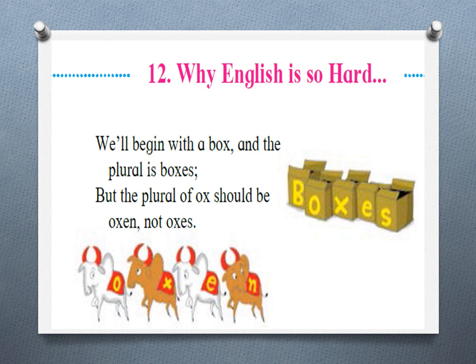So, the first rule says, let's see the example of box and boxes. In this, it is said that when a word ends with x, we have to add es to that. So, box becomes many boxes. One single box and many boxes. But when it comes to ox, then why is the plural not oxes? Why is the plural oxen? This is the question raised by the poet.